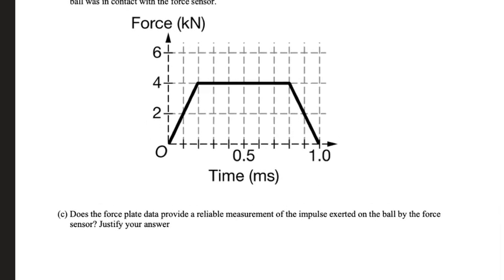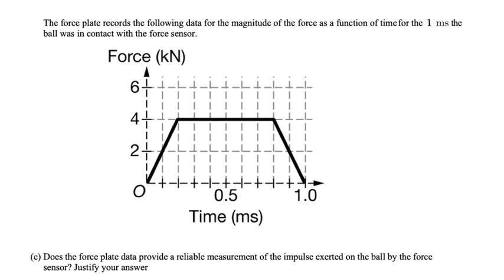This is the data recorded. You're asked if the plate provides a reliable set of data points for the impulse of the ball. You would have to figure out the area under the curve to do that. This is force. This is time. Be careful. Units play a big role in determining whether you're going to get a good answer here or not.